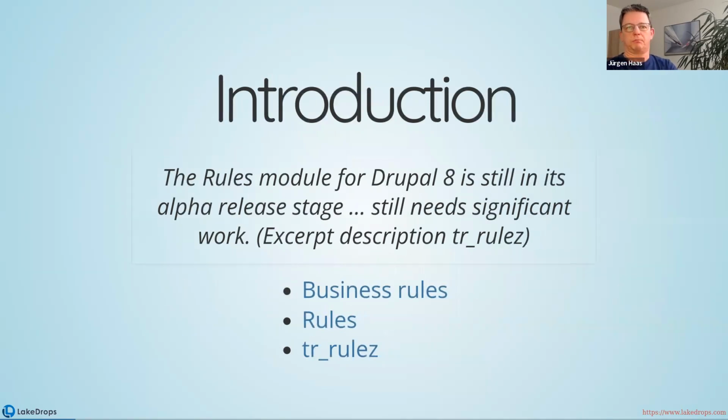We looked into all the available options, like rules itself, business rules, and TR rules, which is kind of a clone of rules. But none of them was stable enough. Looking at the contribution side of those modules, it wasn't even looking promising to get close to a stable release anytime soon. We considered contributing to them, but in all fairness, they all started development back in Drupal 6 or 7 times, and that was quite a different framework, if it was a framework at the time.